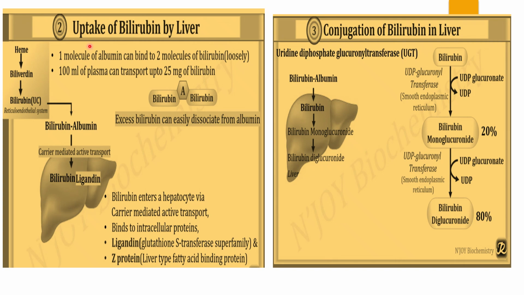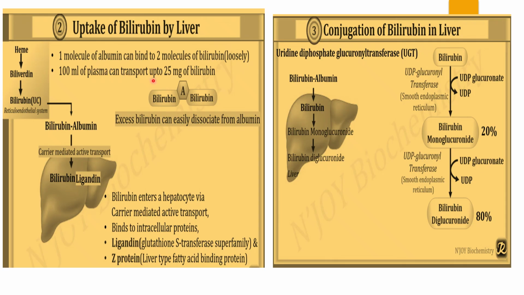Step 2 is the uptake of bilirubin by the liver. Once the bilirubin is formed by the reticuloendothelial system, it is all set to be transported to the liver, but being insoluble in blood, a carrier system is required for its transportation. One molecule of albumin can bind 2 molecules of bilirubin.